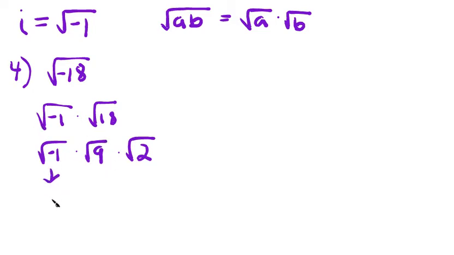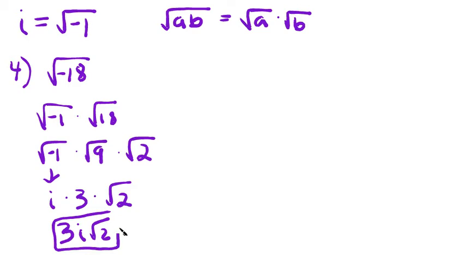So what happens is this turns into an i by definition. This you can take the square root of. Square root of 9 is 3. This you can't take the square root of, so it just stays root 2. And we just rearrange these in the order that was set forth by the math gods: the number, the coefficient, comes first, the letter representations come second, and then square roots come last. So your answer to what is the square root of negative 18 would be 3i root 2. 3 times i times root 2, where i is the imaginary unit. It's an imaginary number, but it is the value.